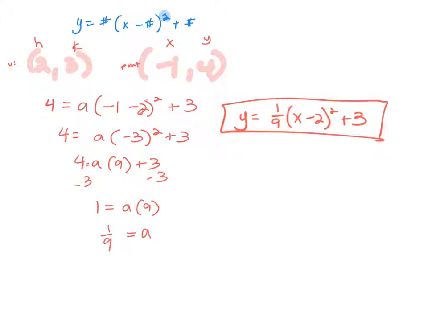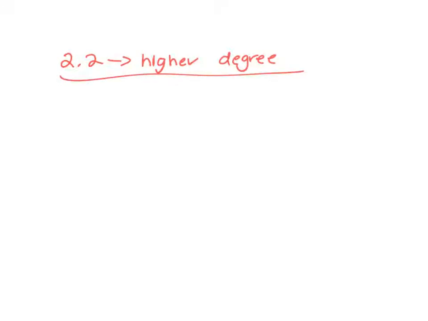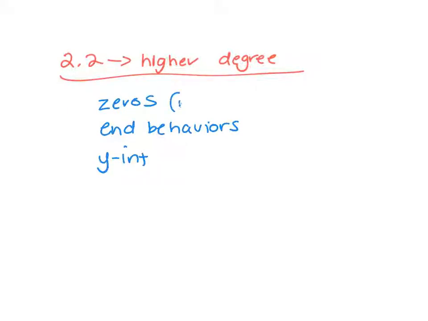Questions? So all of that was 2-1. And then 2-2 was what we just did, right? So 2-2 is the polynomials of higher degree. Okay, so you're going to find your zeros, your end behavior, your y-intercept, and then your multiplicity on the zeros. And then you're going to have to graph it.